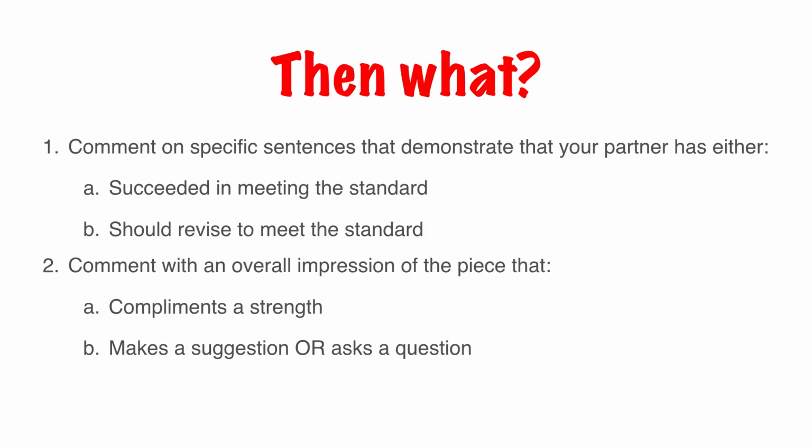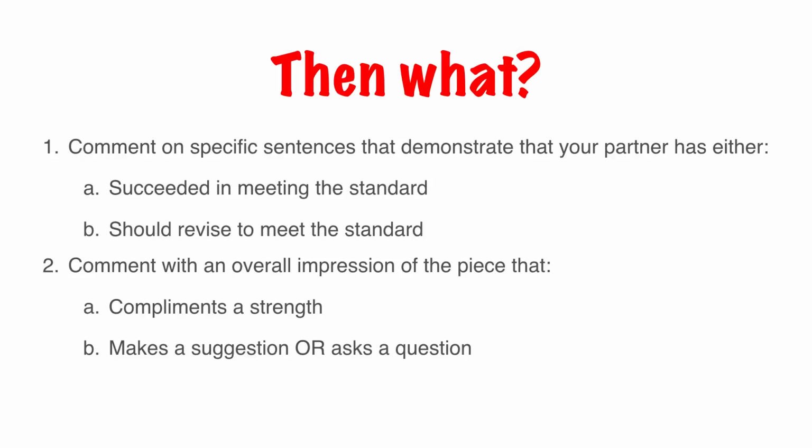In the first one, you're going piece by piece, looking at the particular part of the writing that your partner has asked you to look at. So maybe you're going to be looking at the introduction. Maybe you're going to be looking at the organizational pattern. Maybe you're going to be looking at word choice. And you're going to look at particular pieces of the text that either confirm that your partner has succeeded at meeting that standard or show that your partner still has work to do to meet the standard.